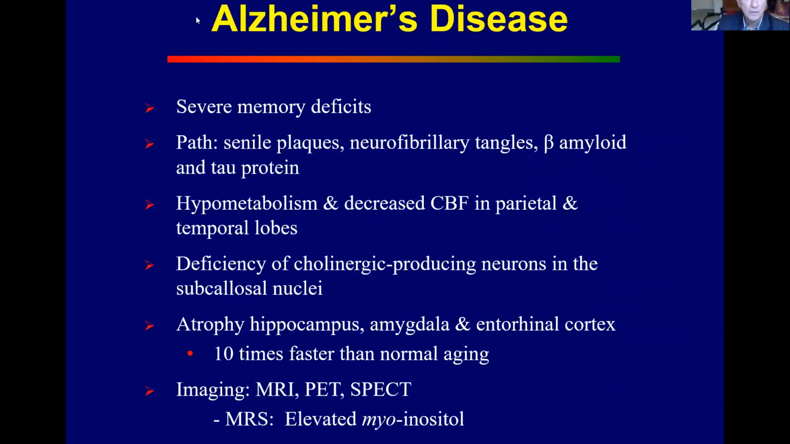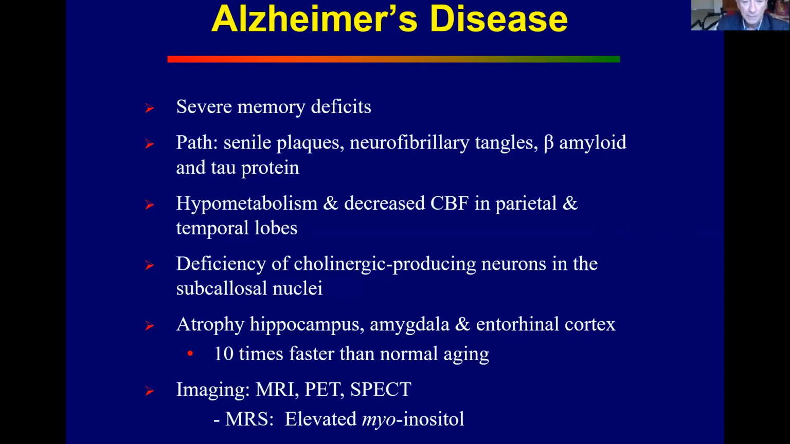So limbic encephalitis. Alzheimer's disease, of course, is a major disease that's increasing in frequency as our population ages. And there's a lot of research being done on this to try to develop methods to stop some of these effects. Alzheimer's disease is characterized by severe memory deficits. Pathologically, pathologists see senile plaques, neurofibrillary tangles. There's deposition of beta amyloid and tau protein.